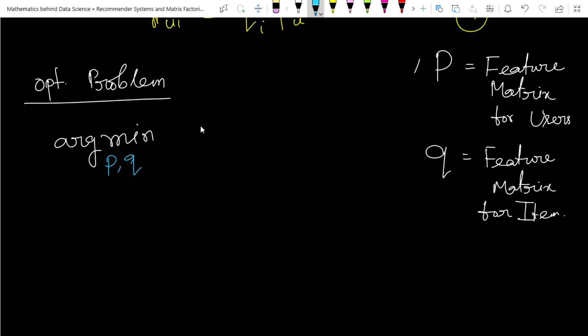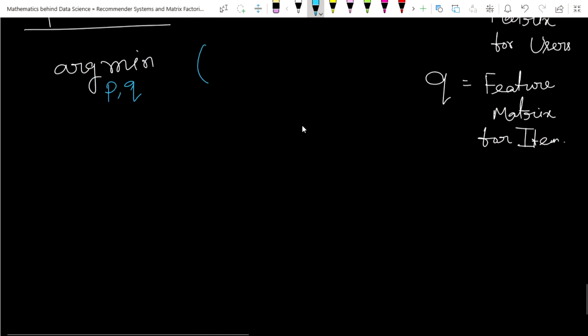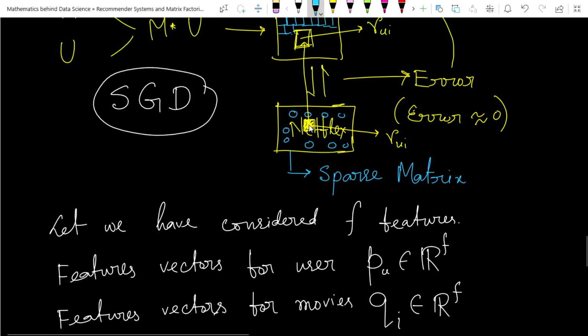Now to find them, we have to find the differences, and we have to make these differences as close to 0 as possible. Its error should be as close to 0 as possible. So this value will be RUI minus RUI hat, squared, with summations over those pairs of UI where the cell is not empty. That's the first condition, where the cell is not empty.